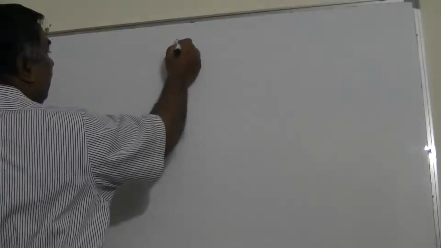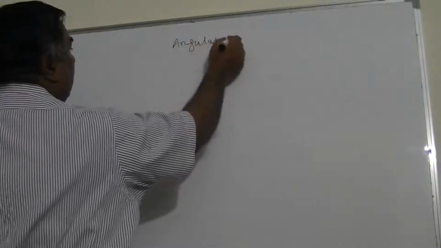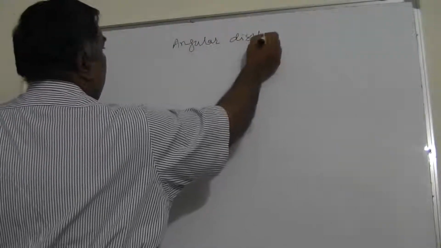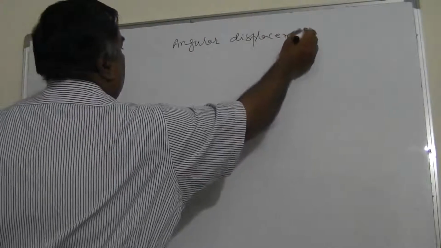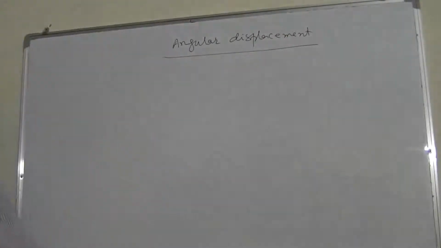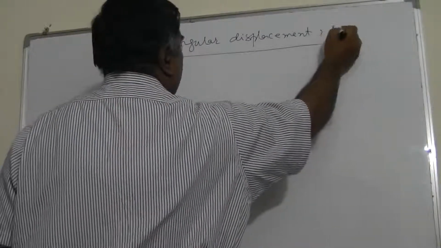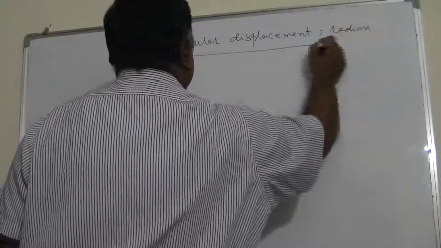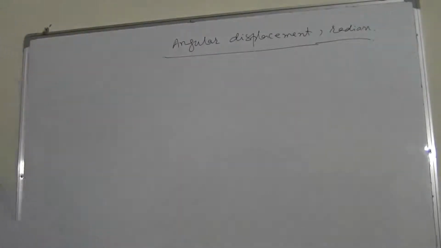Today we will talk about the angular displacement and its SI unit, and how it is converted into other things. Let us see angular displacement, its SI unit radian. Let us see what is the angular displacement and what's the radian. First of all, I will define angular displacement.